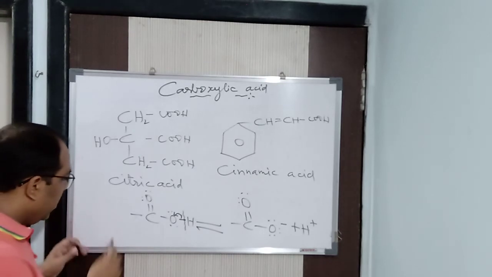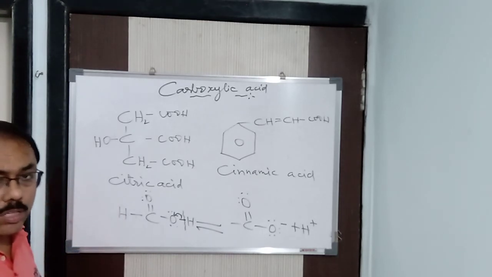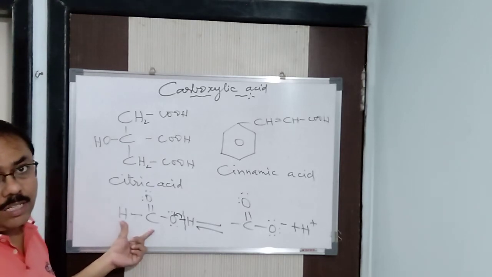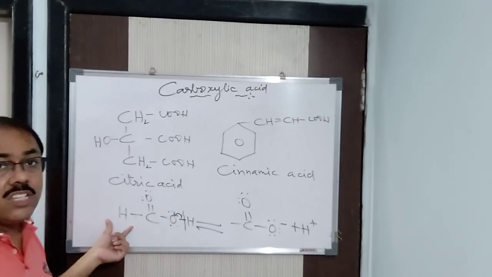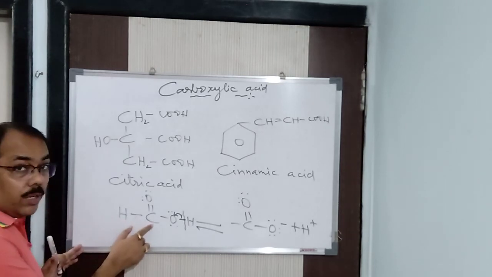Formic acid, HCOOH. Now the H atom in formic acid is neither donor nor withdrawing, isn't it? So formic acid, listen carefully, is more acidic than acetic acid. Because in formic acid, an H atom is there. In acetic acid, a CH3 group is there, and CH3 is a donor group. Donor means it will donate electrons to this carbon.